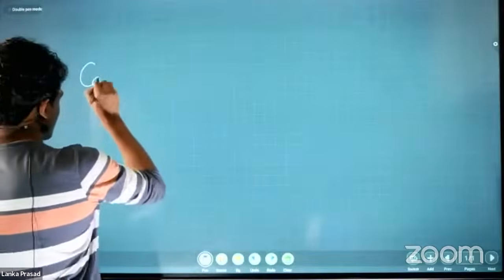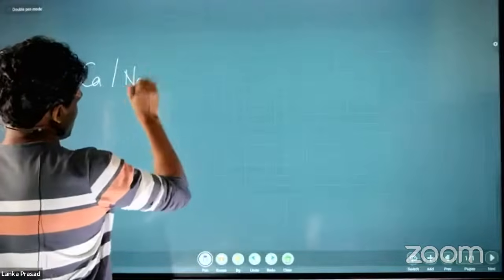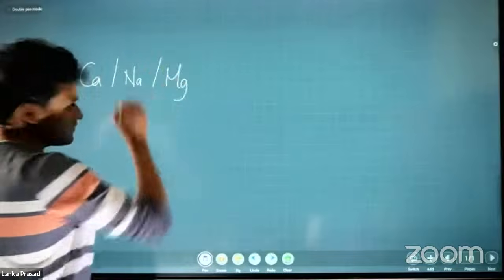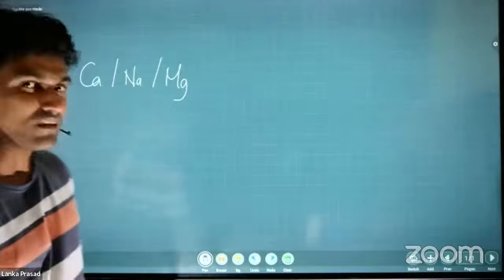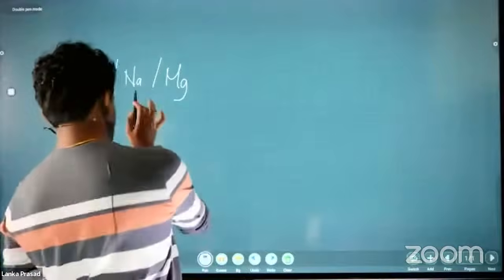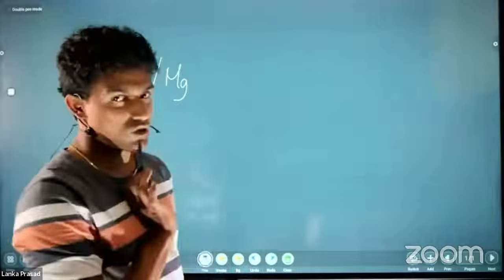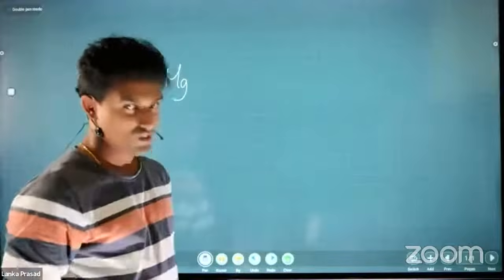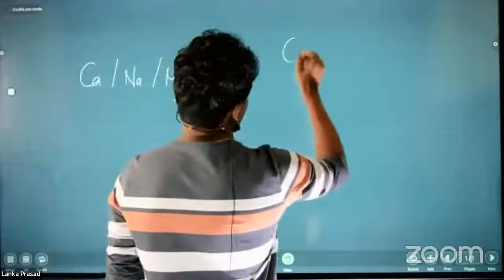First of all, you have to know what is an atom, what is a molecule. You have to know the difference between atoms and molecules. Talking about calcium, sodium, magnesium, normally we call them elements. One calcium atom, one sodium atom, one magnesium atom. Those are the elements. You know, right? Now look at that.